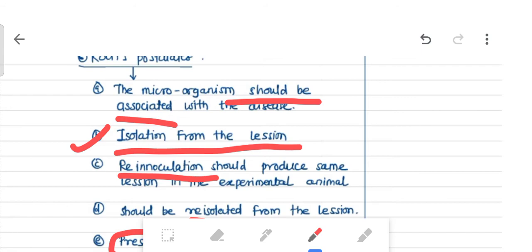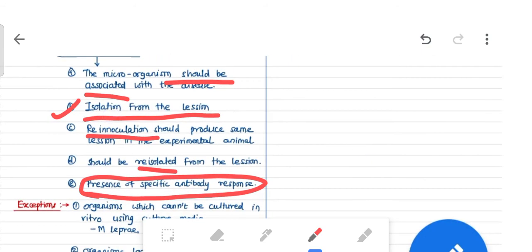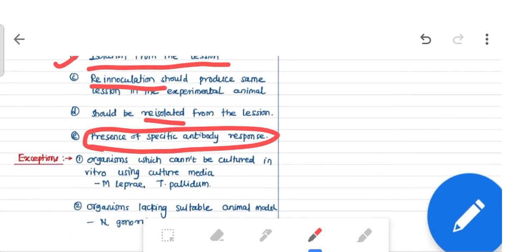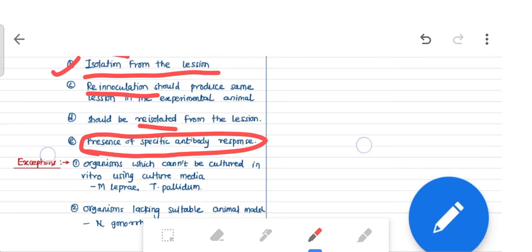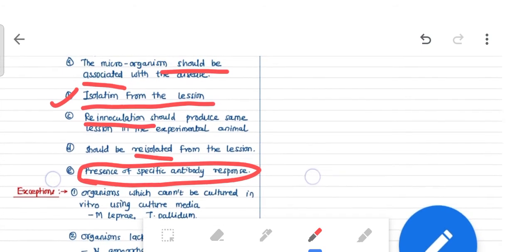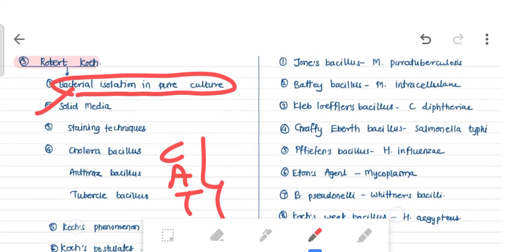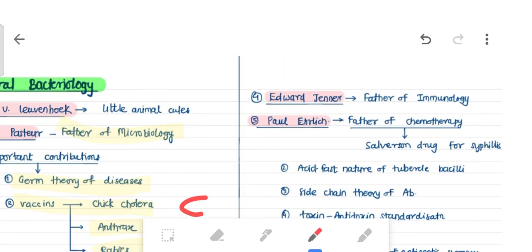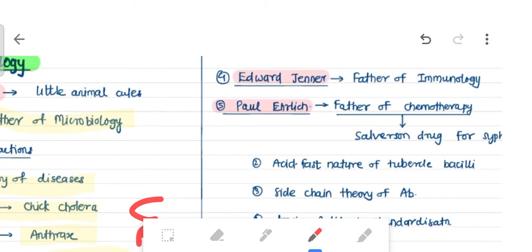Okay, so what is the molecular Koch postulate? The virulence gene present in the organism is responsible for the disease. So it is a modified Koch postulate. Organisms that can't be cultivated in vitro using culture media include Mycobacterium leprae, Treponema pallidum, Chlamydia and Rickettsia. An organism lacking a stable animal model is Neisseria gonorrhoeae.